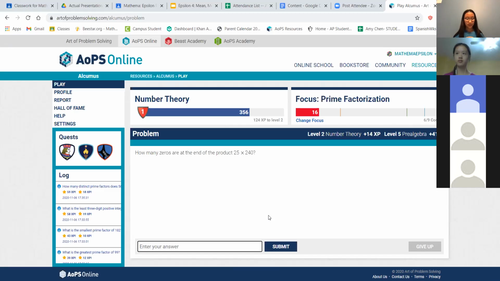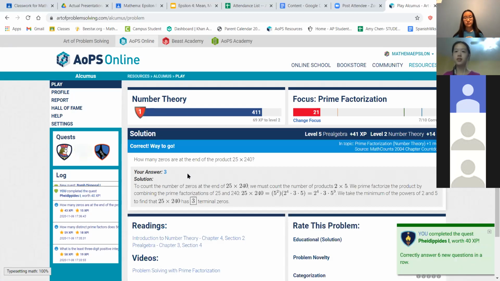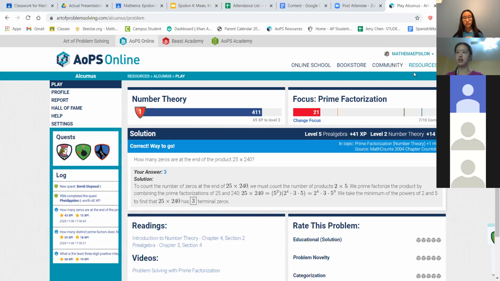Okay, we have an answer of 3. Good job. And this is because, in order to count the number of zeros at the end of a number, that's basically how many 10s are in a number's prime factorization. So first we prime factorize 25 times 240. And for that, we get 2 to the 4th times 3 times 5 cubed. And a 10 consists of 2 times 5. So there would be 3 10s in here. So there would be 3 zeros. And these zeros at the end of a number are also called terminal zeros because terminal means end. So end zeros.